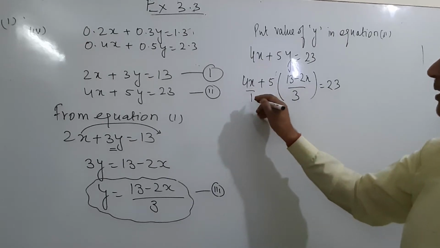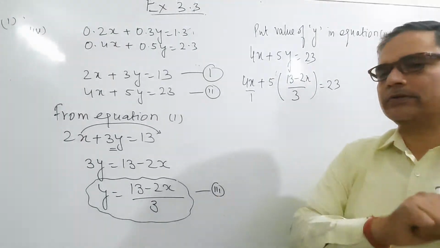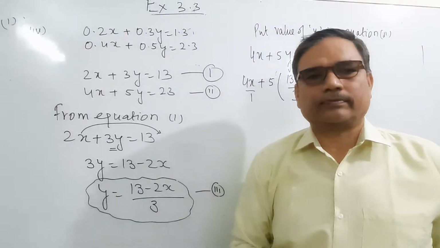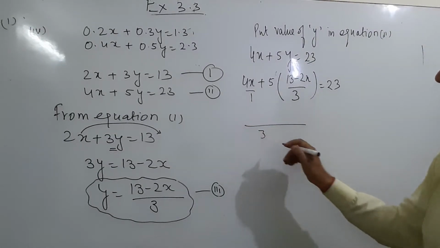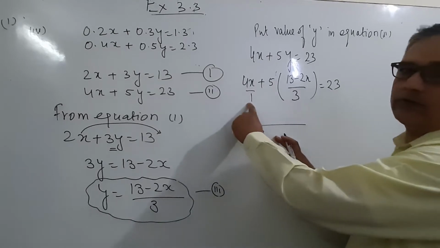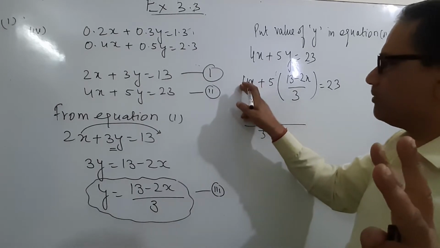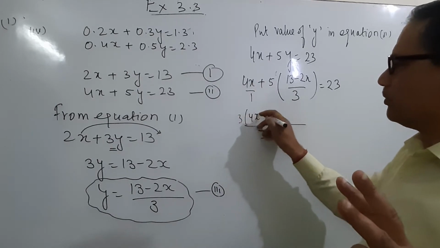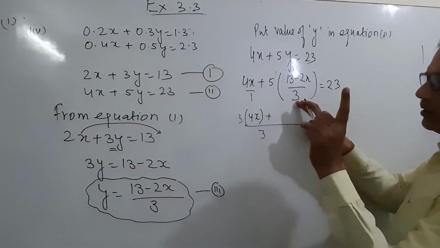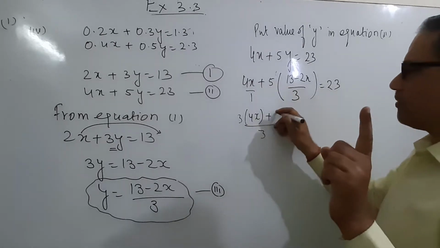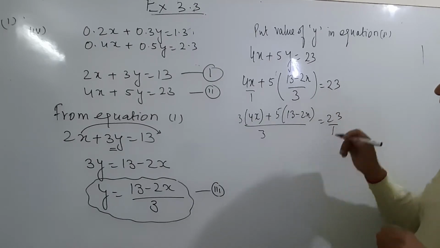And now here is 1. What do we have to take? LCM. LCM of 1 and 3 is 3. 3 divided by 1 is 3, and 3 multiplied by 4x. And 3 divided by 3 is 1, 1 multiplied by 5. The value will be the same. Is equal to 23 upon 1.